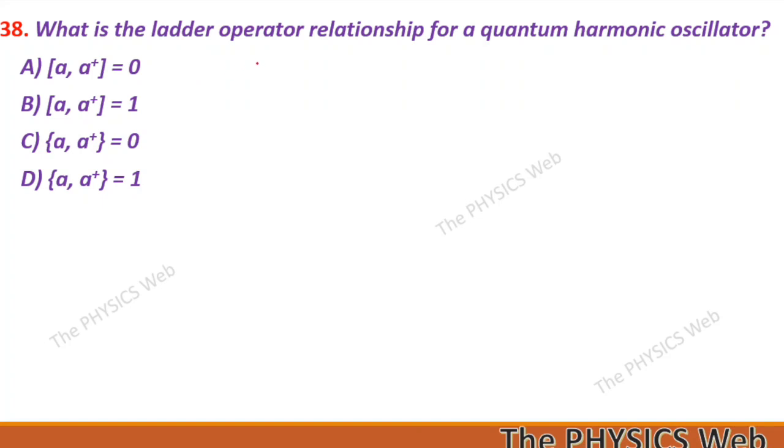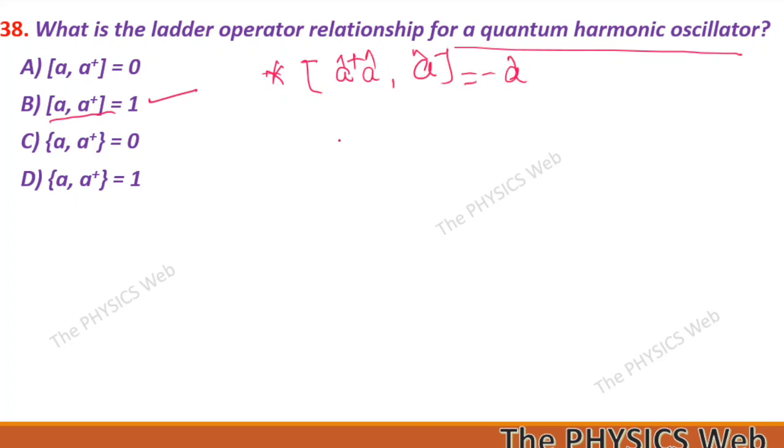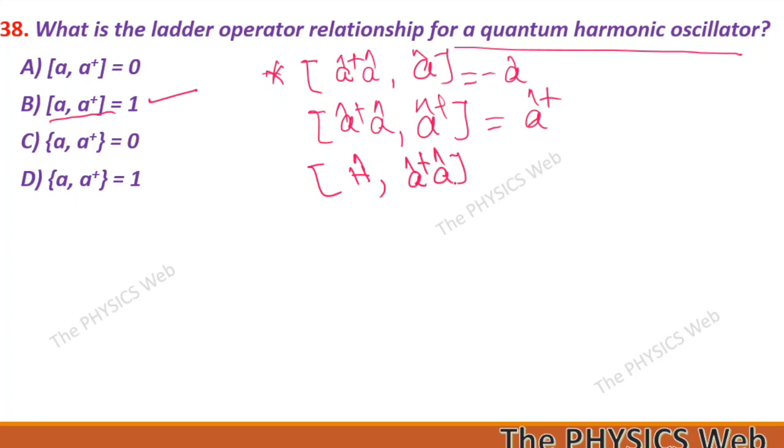Next, 38. What is the ladder operator relationship for a quantum harmonic oscillator? We know for the harmonic oscillator, the commutator bracket of a and a dagger is 1. Similarly, you should remember the commutator bracket of the number operator a dagger a with a is minus a. The commutator bracket of the number operator a dagger a with a dagger equals a dagger. The commutator bracket of the Hamiltonian operator and the number operator a dagger a equals 0.